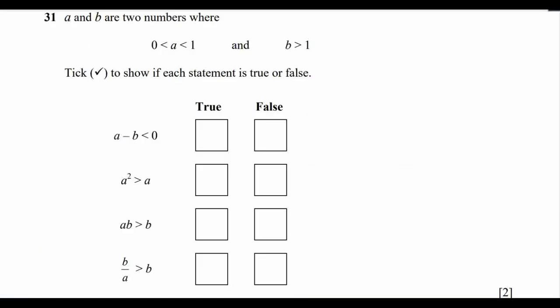Now we are in question 31. A and B are two numbers where A is between 0 and 1 and B is greater than 1. Tick to show if each statement is true or false. A minus B is smaller than 0, A squared greater than A, AB greater than B, and B over A is greater than B. So 10 seconds from now.